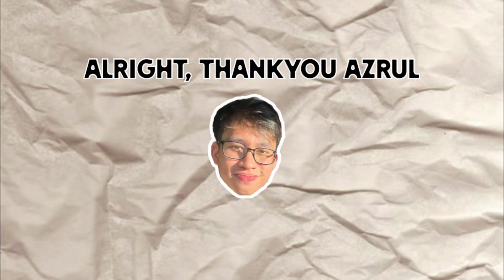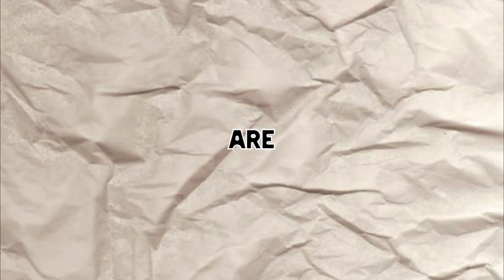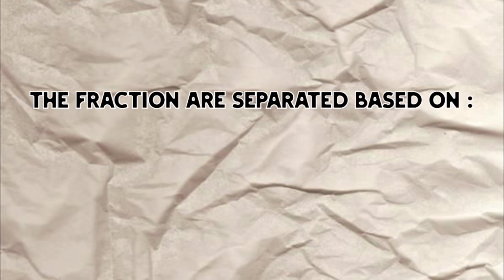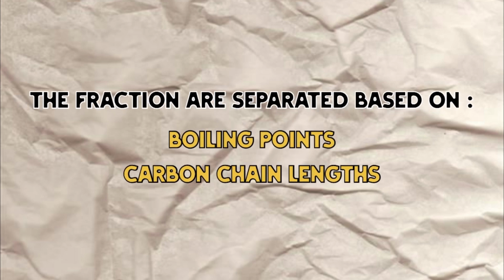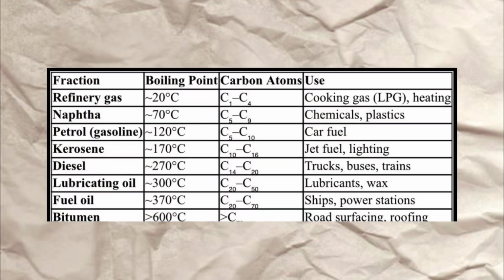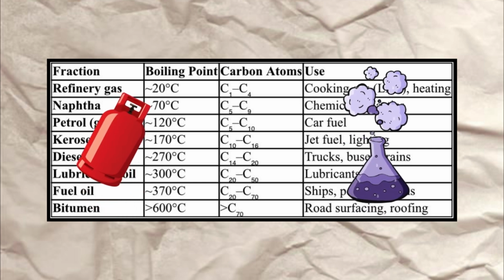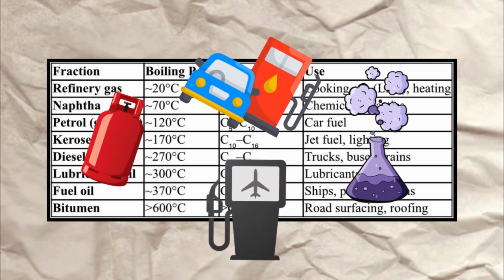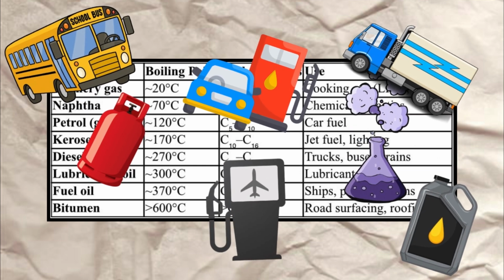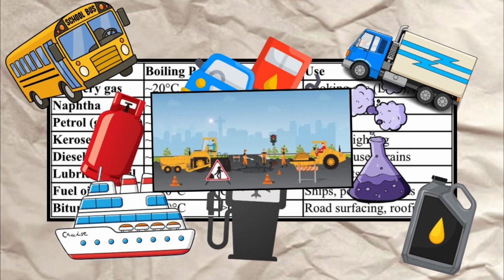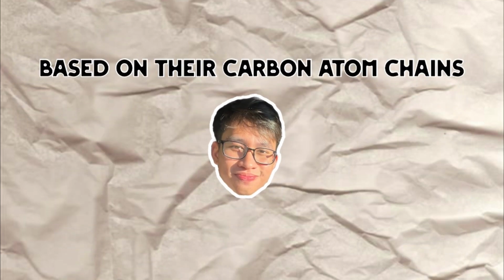Alright, thank you Azrul. So basically we are already at the end of the video, but before that, let's summarize the different fractions from crude oil. Basically, the fractions are separated based on their boiling points and carbon chain lengths. As we can see here, the table shows the different uses of crude oil, such as cooking gas, chemicals, car fuel, jet fuel, trucks, buses, lubricants, ships, road surfacing, and others. These things are based on their carbon atom chains.